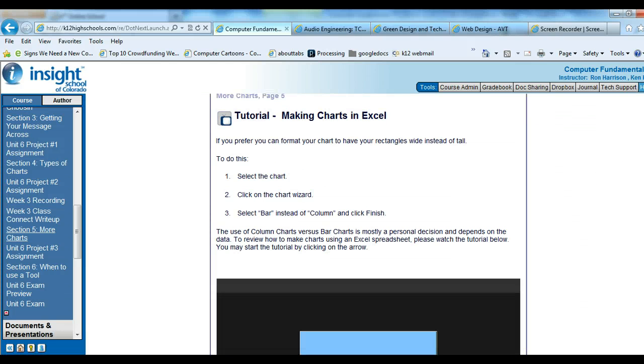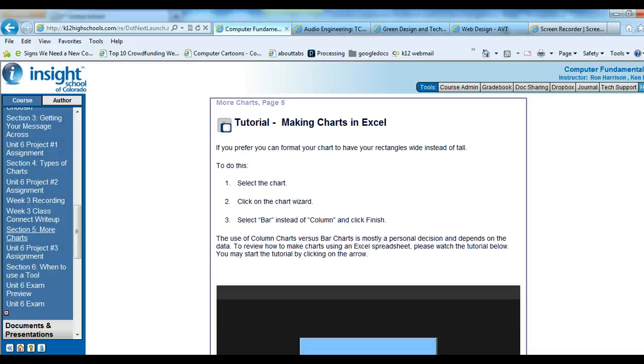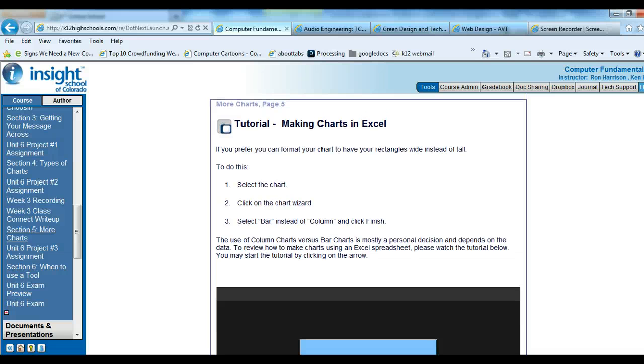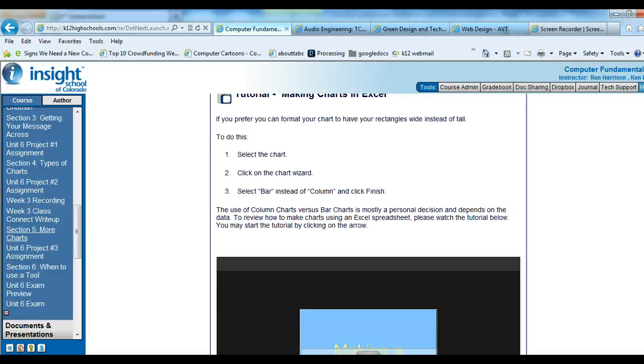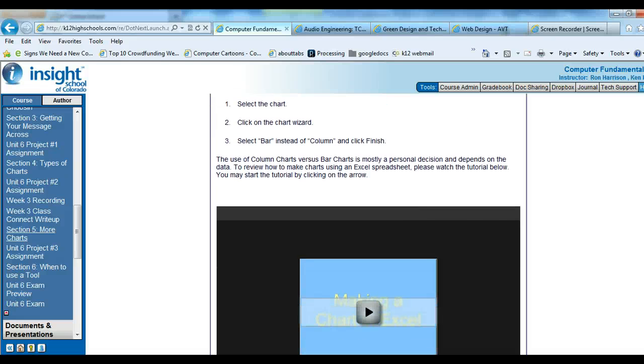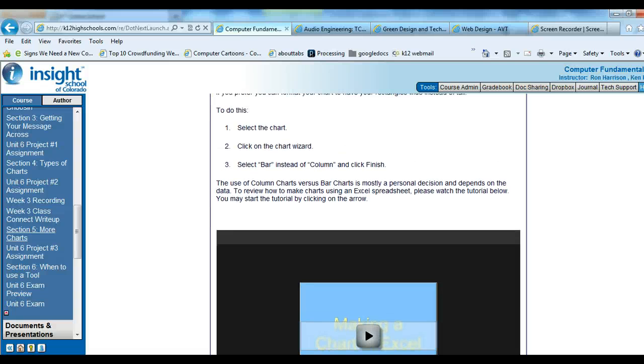Now, making charts in Excel. You did a chart in the last unit, but now you're going to make some more charts, and you're going to use the same data you did before. So this is an explanation of how to do charts. I also have a video in the announcements on how to do charts. I had that for week 2.